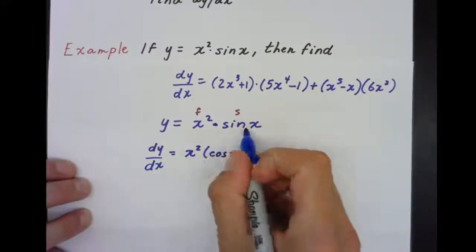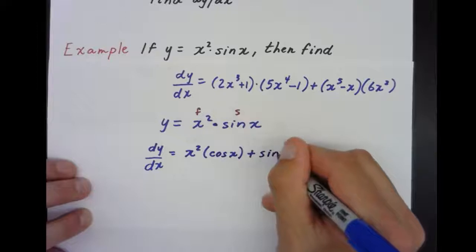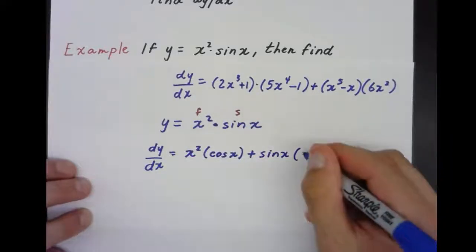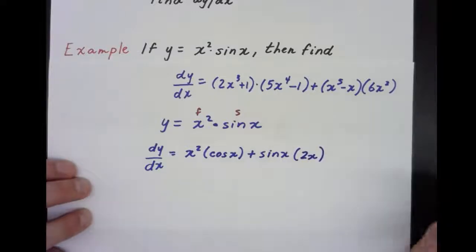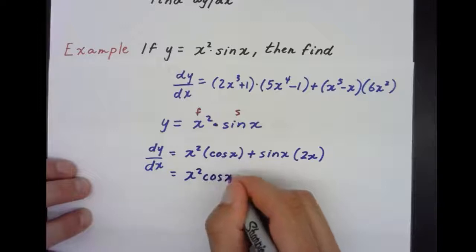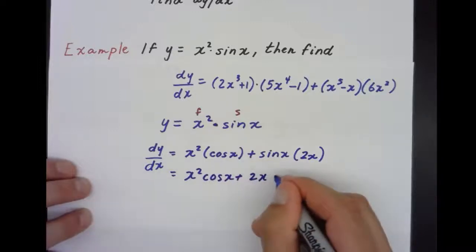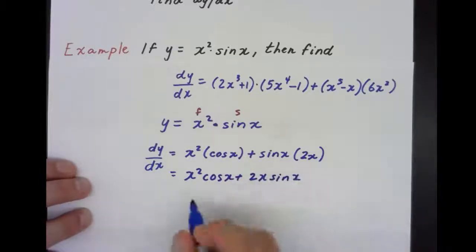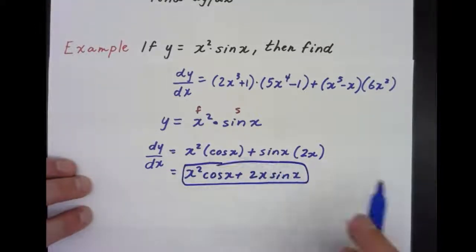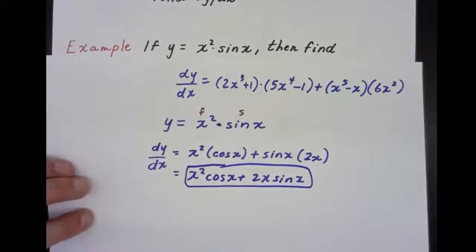plus second, which is sine of x, times the derivative of the first. The derivative of x squared is 2x. Okay? I can rewrite that as x squared cosine of x plus 2x sine of x. Now you might want to factor an x out. It's just not necessary. You can just leave it there. We're just finding the derivative. We're just practicing the rule here.